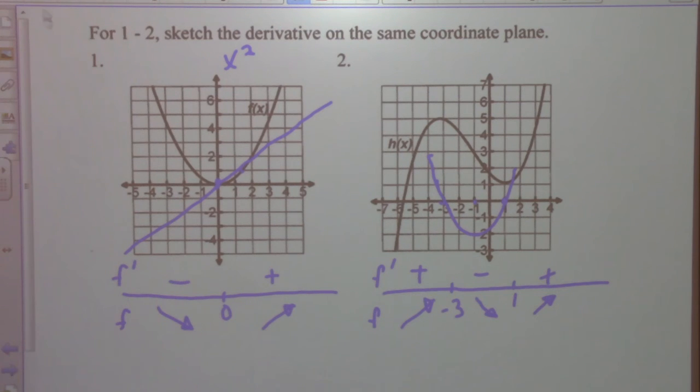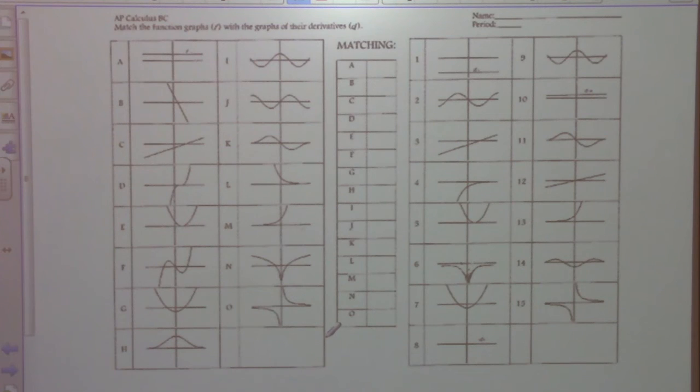And then the next section here, what I want you to do is, we're given the functions and their derivatives. So here are the function graphs f on the left and their derivatives on the right. I want you to do the matching here. Spend a few minutes on this and we'll go over some of these together. That's going to be it for today.